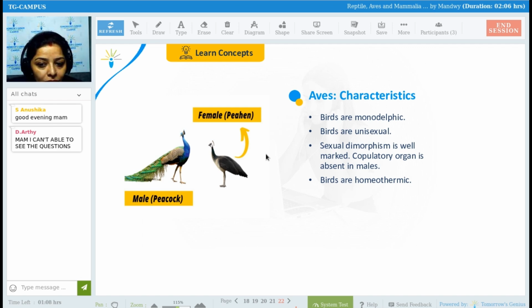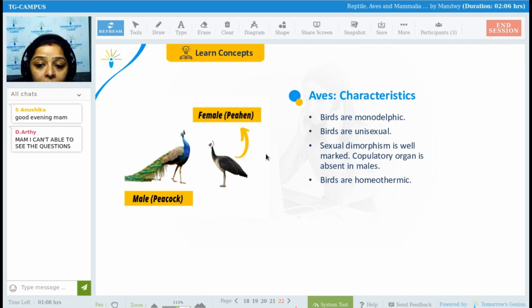What is monodelphic? Mono means single. Delphic means related to the reproductive organs. That means the birds have only one functional ovary and oviduct. They have two ovaries and two oviducts, but only one is functional, and that is the left ovary and left oviduct.